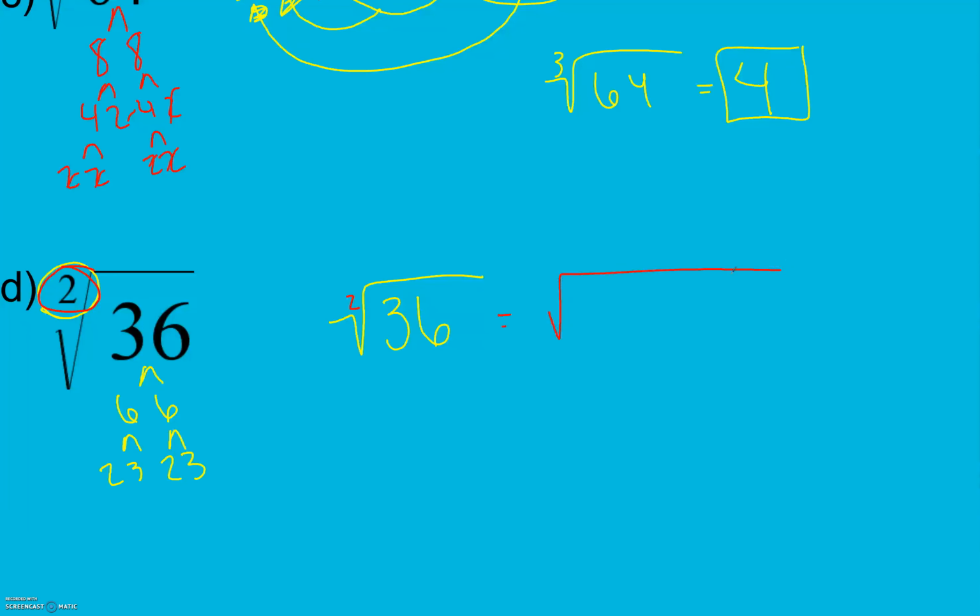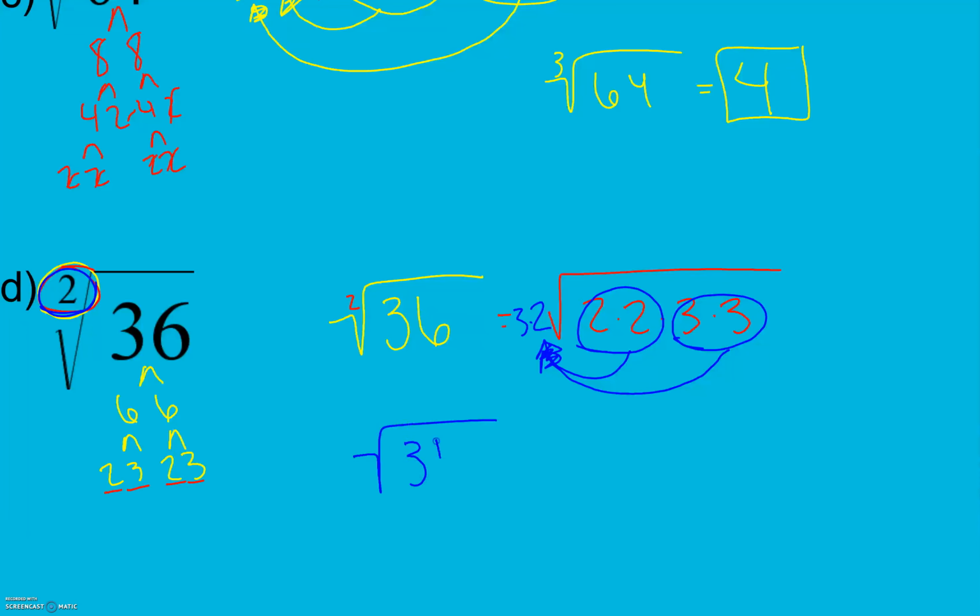So here I'm going to write it as the square root of 2 times 2 times 3 times 3. And I just put them in numerical order to help me see my groups a little bit better. You certainly don't have to, but I think it's helpful. And again, we're looking for groups of 2's. So I'm going to take out a group of 2's as a 2 and a group of 3's as a 3. I multiply those together, so the square root of 36 is just 6.